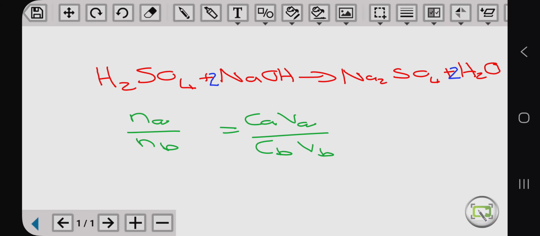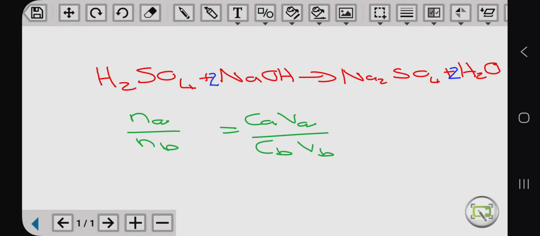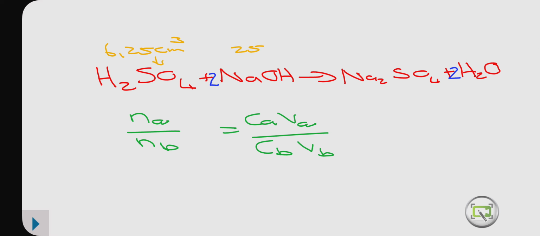Now let's have a look at what they possibly could give you in a question like this. Let's say we have 6,25 cubic centimeters of H2SO4. And this neutralizes, in other words, during the titration, 25 cubic centimeters of sodium hydroxide. They also tell us that the concentration of this acid is 0,2 moles per cubic decimeter. Right, and then they can ask you to calculate the concentration of the base.